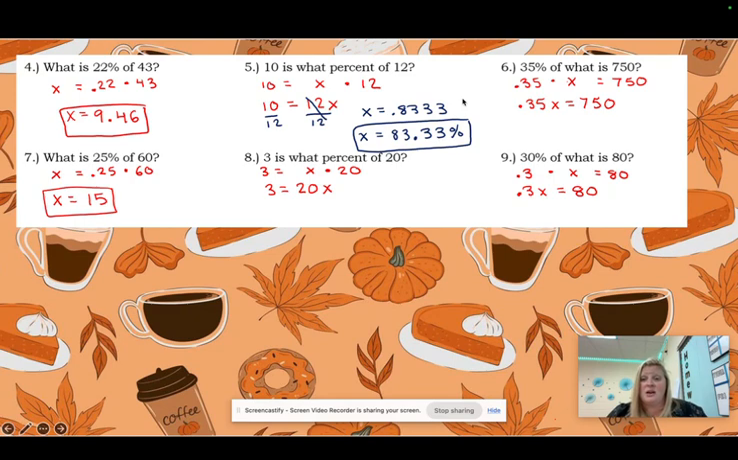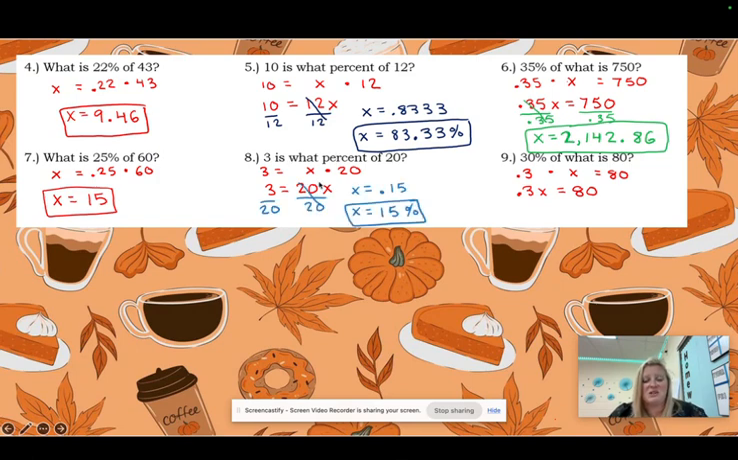All right, number 6, we're going to divide by 0.35, and that's where you want to just have a heads up. A lot of kids think this is weird, but we are dividing by a decimal that's less than 1, so the number is going to grow. Number 8, we're going to divide both sides by 20, and we get 15%. And then number 9, we'll end up getting 266.6 repeating.